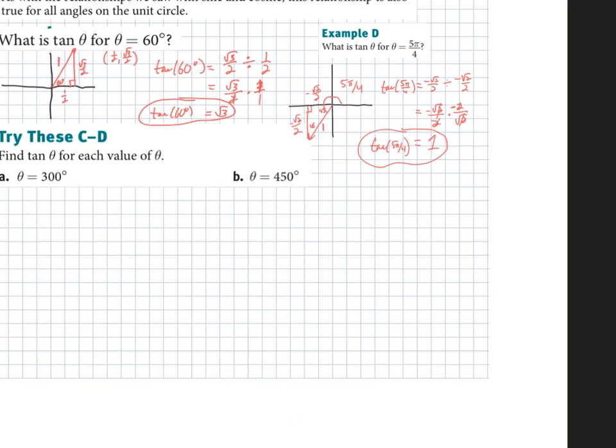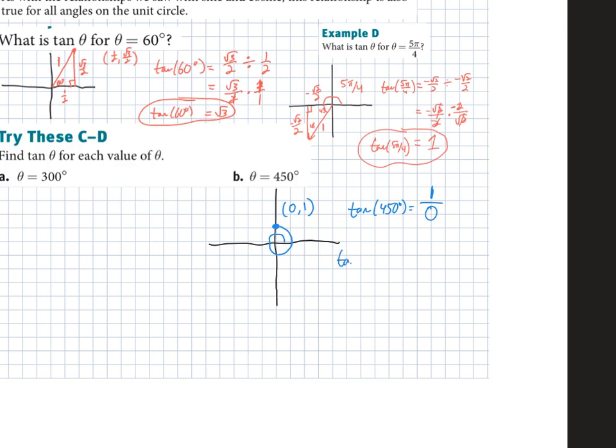I'm going to go down to 450 degrees. Let's draw the picture in, find the sine and cosine, and then divide them. So 450 degrees, that is 360 degrees plus another 90. So as I draw that in, 360 plus another 90, that means on the unit circle, I'm landing up here at 0, 1, right? So the tangent of 450 degrees is equal to the sine of 450, which is 1, the y value, divided by 0. Uh-oh, we can't divide by 0.